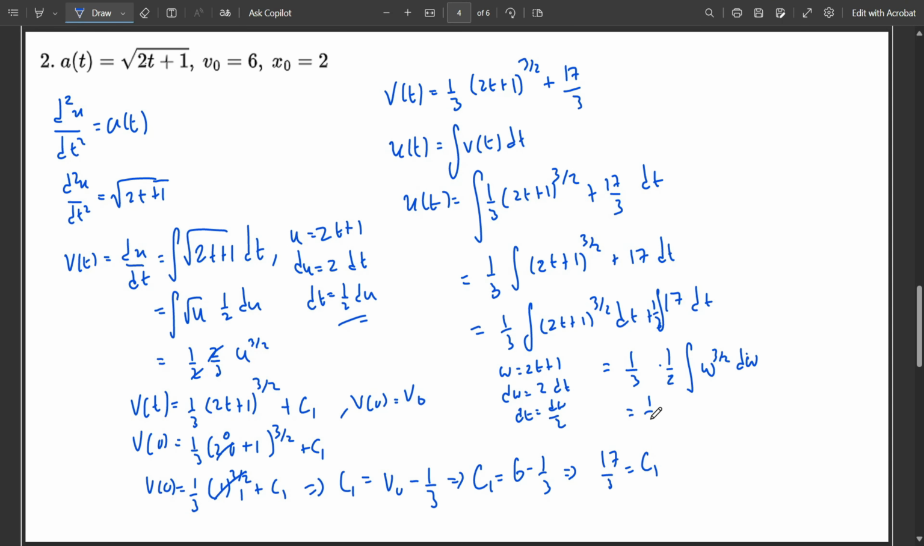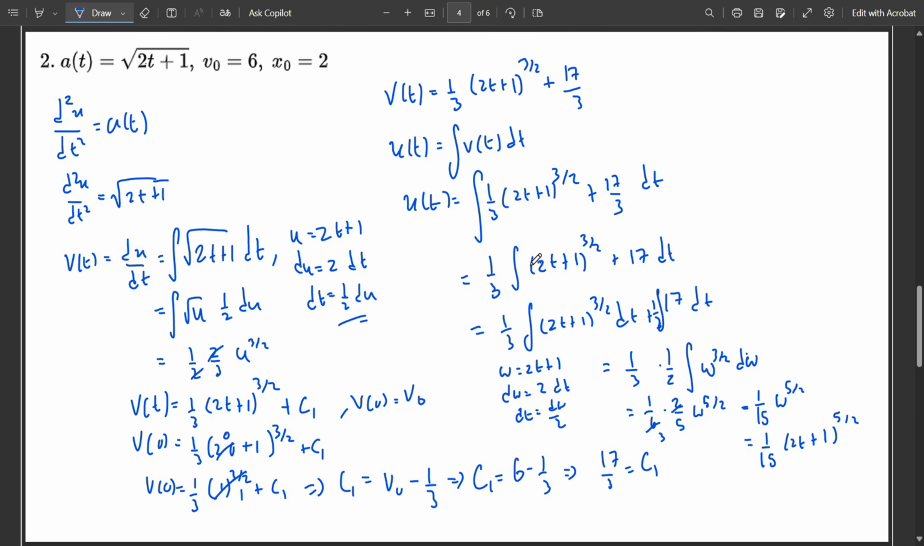Well, we have 1 over 6 integral of w to the 3 over 2. It's just 5 over 2, so we have 2 over 5 times w to the 5 over 2. And this becomes 1 over 15 w to the 5 over 2, which is just 1 over 15 (2t plus 1) to the 5 over 2.